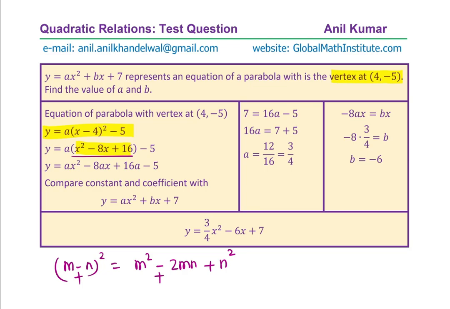The constant term was 7, and that was compared with 16a minus 5, giving the value of a as 3 over 4. The other term, which is minus 8a, the coefficient of x, is actually b. Right? So minus 8ax is bx. So b, substituting the value of a, was found to be minus 6. Correct? So that is how you're going to solve this particular question. So I hope the methods are absolutely clear.